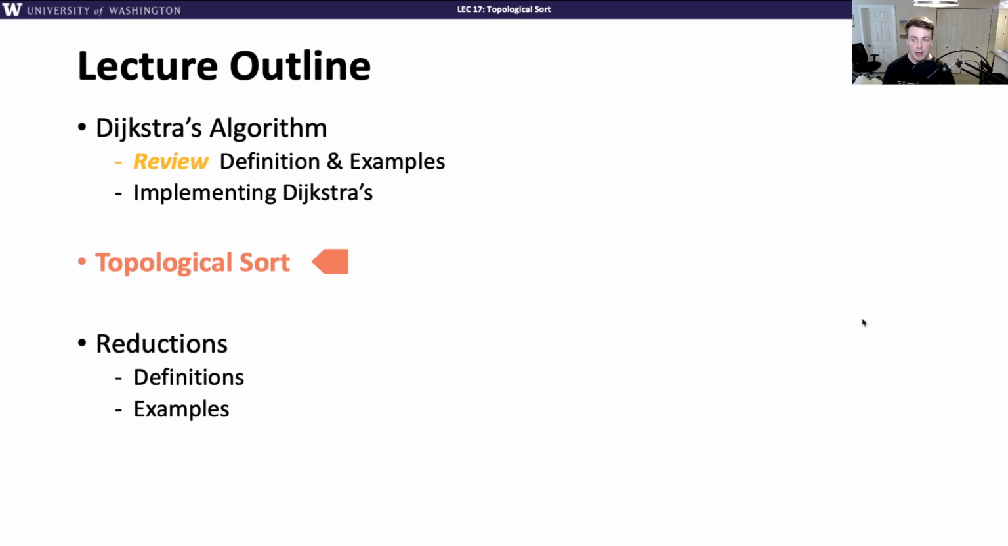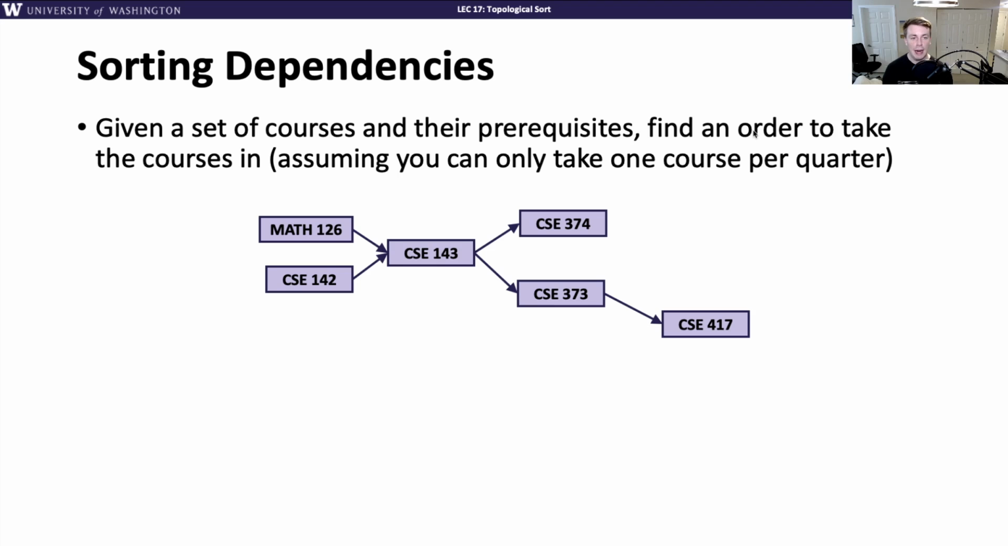So in this video, let's go ahead and talk about this new kind of problem we might want to solve called topological sort. So the area of interest, just one example, would be sorting dependencies. For example, suppose you're trying to graduate from UW, you need to take a number of courses. Now, we might have a set of courses required to graduate, and most courses have prerequisites.